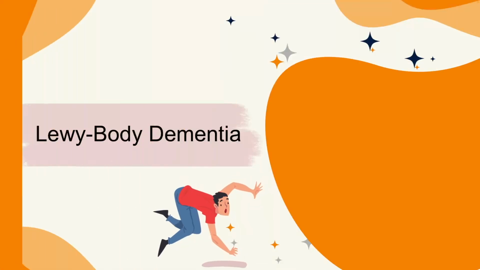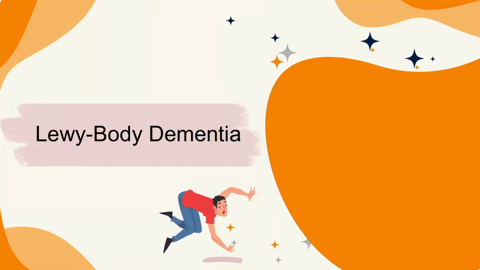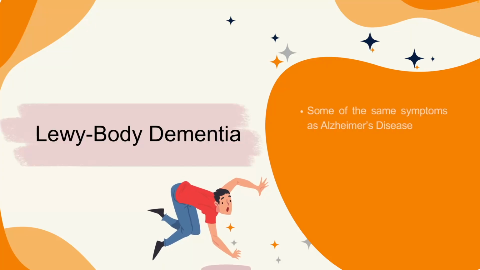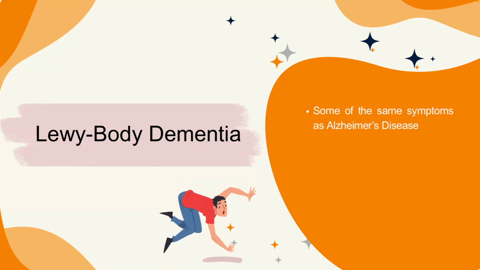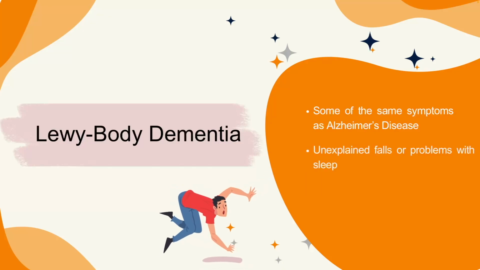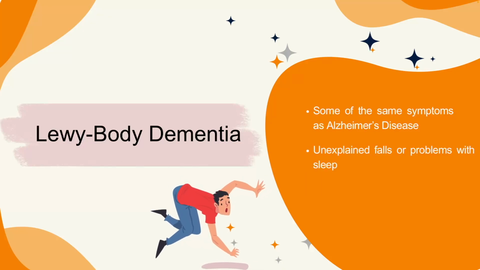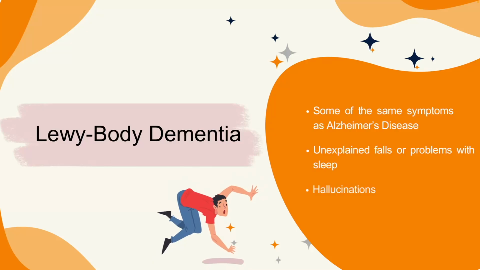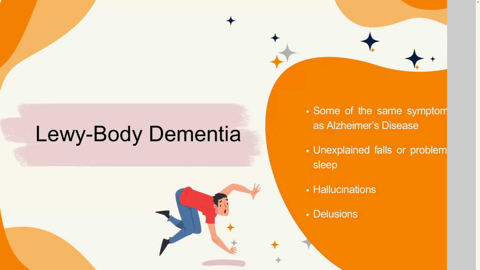Up next, Lewy body dementia. People with Lewy body dementia have some of the same symptoms as those with Alzheimer's disease. People with Lewy body dementia may have unexplained falls or problems with sleep. They may see things that aren't there. This is called a hallucination. Or they may have false beliefs about some things that are actually not real. Delusions.